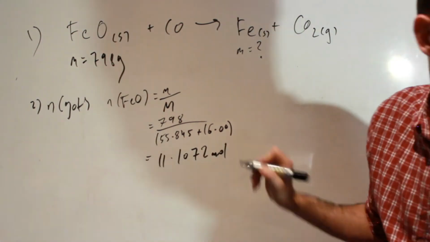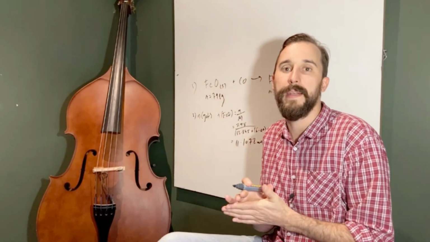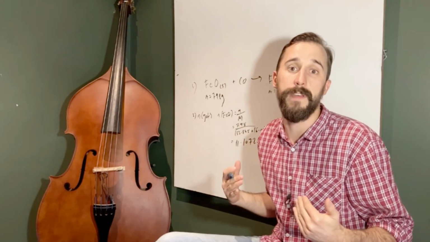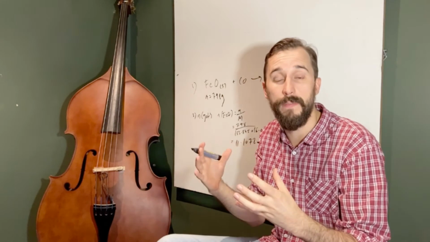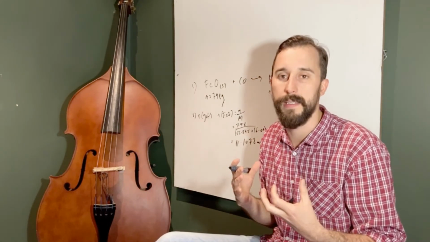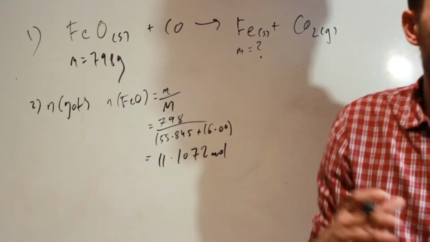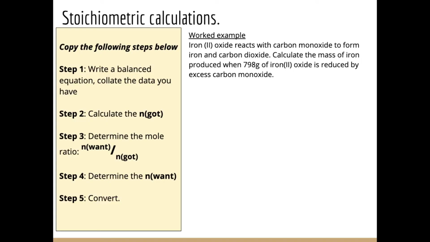That gives 11.1072 moles. In the last video, we discussed significant figures and rounding, and we said that we don't worry about significant figures till the very, very end of the equation, so we don't do any rounding before that. Otherwise, we can succumb to a rounding error and get inaccurate answers. We do have to include units at every step of the way, but we're not going to round or worry about significant figures just yet.